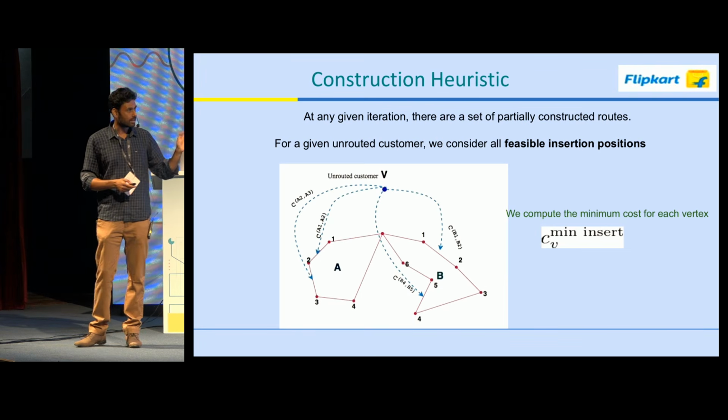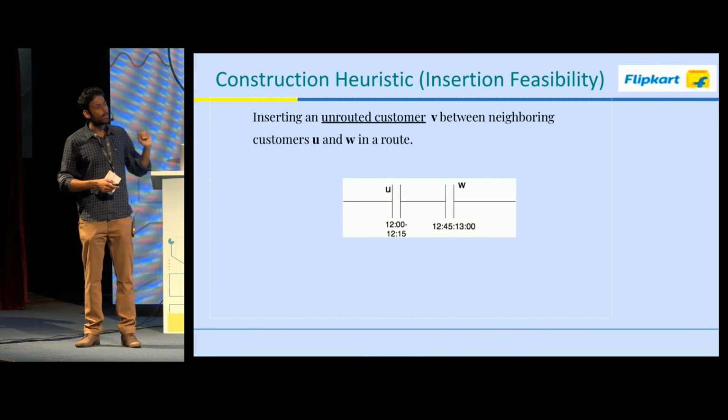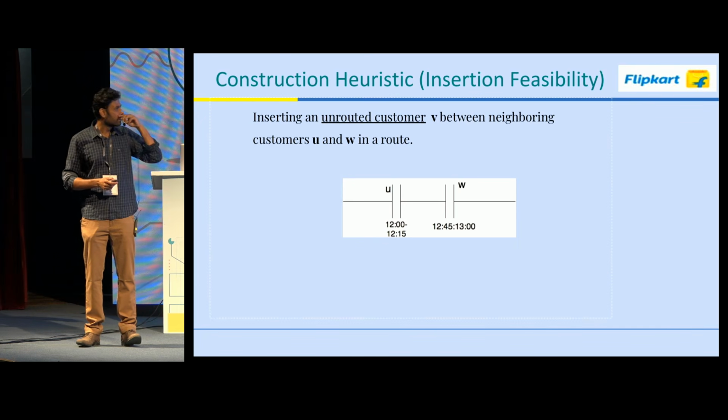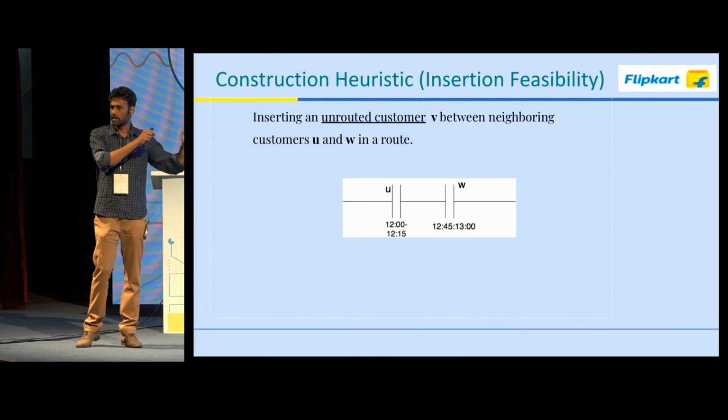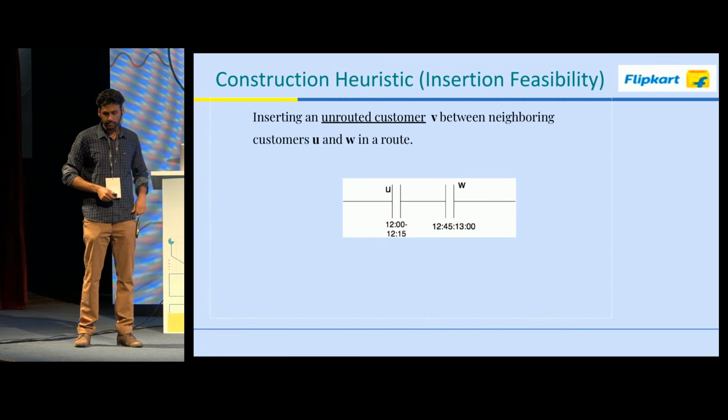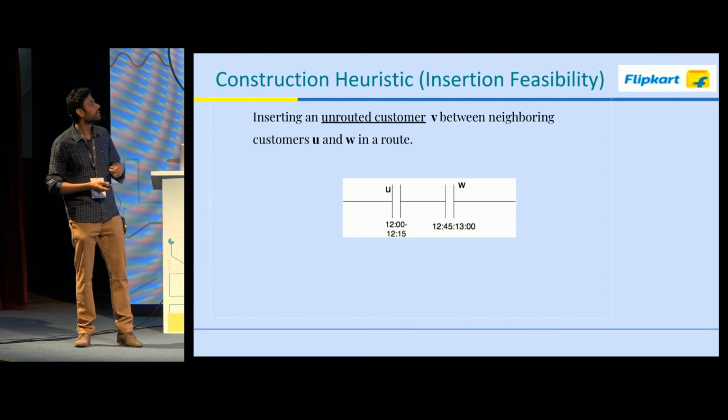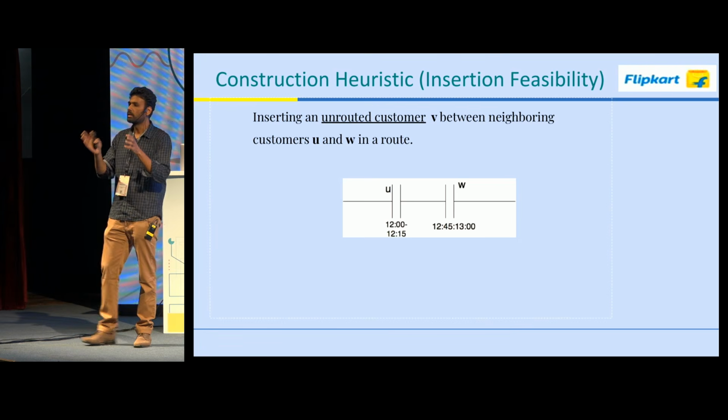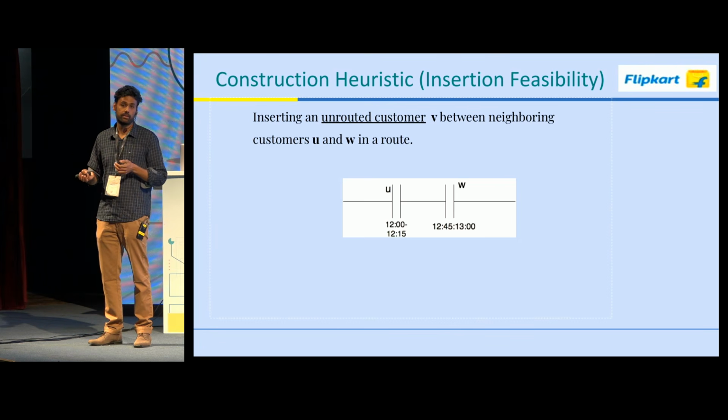So let's take a slight detour. This part, like the next few slides, you might have to pay a little bit closer attention because there's a continuity here. So imagine there's a partial route, and U and W are the successive customers on that route.